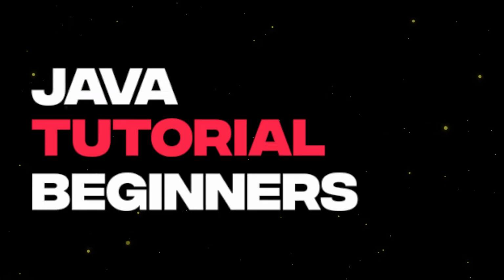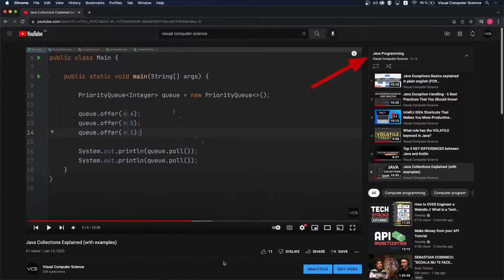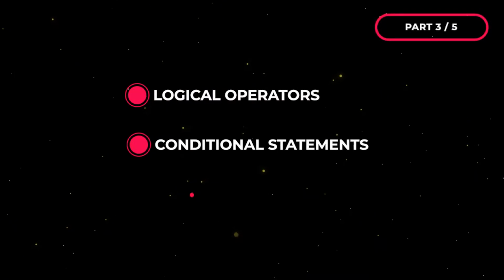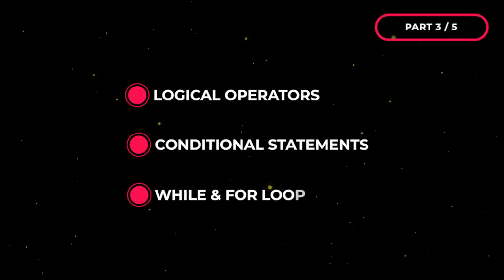No programming experience required. This tutorial has 5 parts that you can find in the Java programming playlist, and in this third video we're going to learn about logical operators, conditional statements like the if and switch statement, and most importantly we're going to learn about while and for loops.